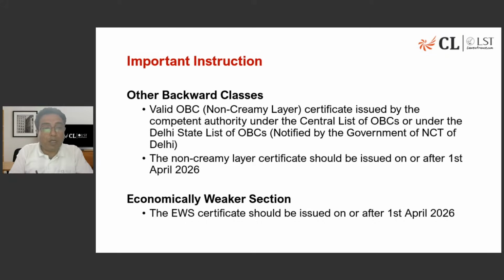And the same rule applies to the economically weaker section category students. They also have to ensure that their certificate has been issued on or after 1st of April 2026, because for both these categories the certificate is issued based on income criteria. So the renewal happens every year post 31st March. So you should have your certificate issued on or after 1st of April 2026. That is something which you have to take care of.